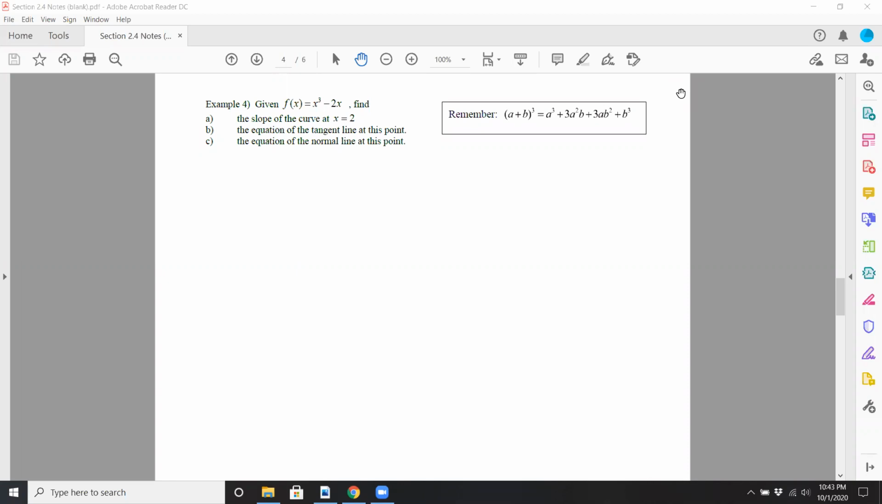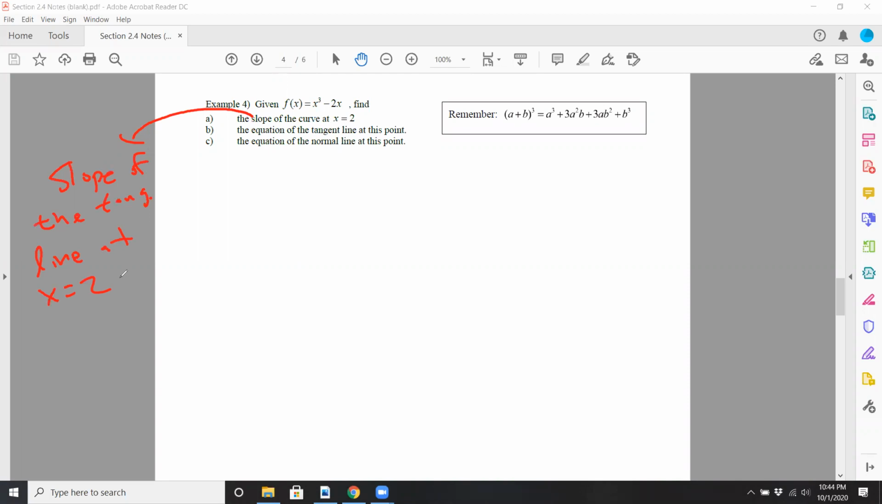Now I did set this up during our last class meeting, but I will just go about this from scratch and do it again. And of course, I'll do all the algebra required to solve this problem. Now, really what part A is asking us to do is find the slope of the tangent line at x equals 2. So that's really what it's asking us to do here.